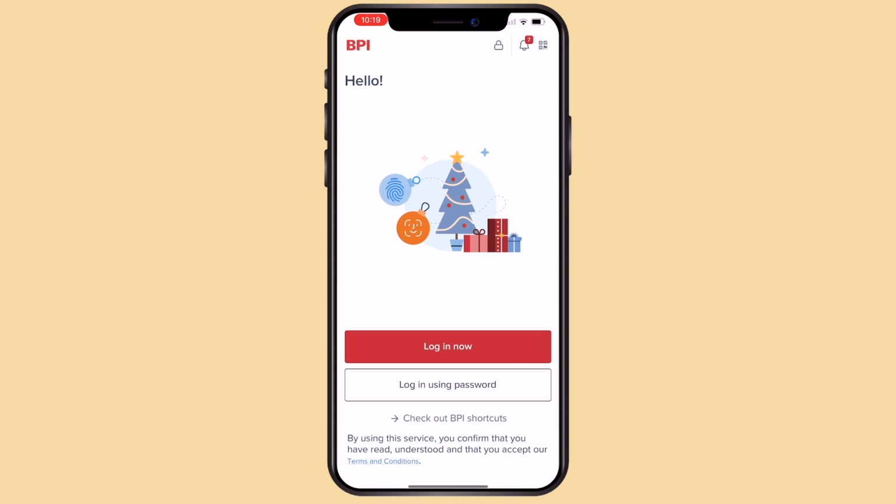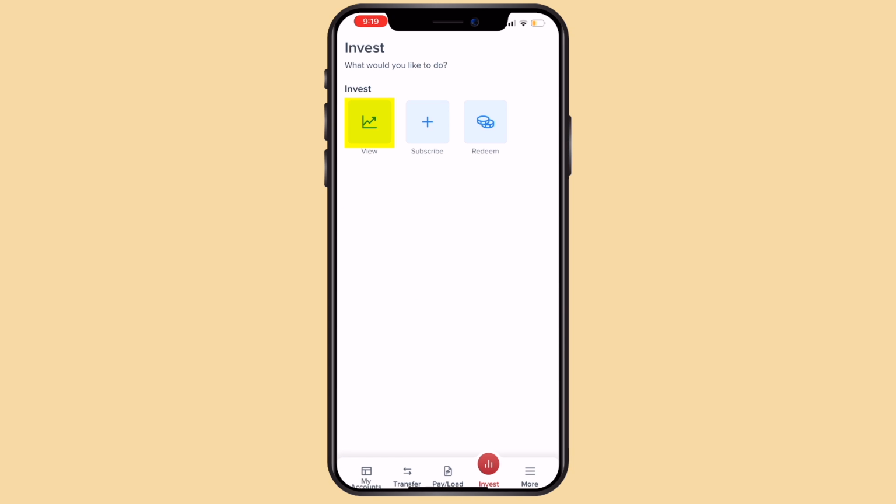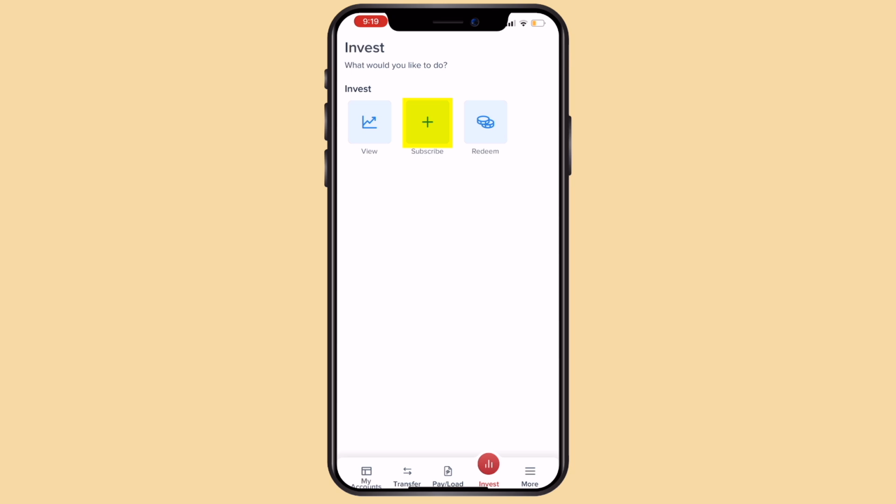Log in tayo sa app. And then, dito sa baba, click Invest. Click View to view all our investments. Subscribe kung gusto nyo kumuha ng UITF investment. Pwede nyo i-check tong video na to for more details. Or click Redeem to redeem our investments. On this case, dito muna tayo sa View.